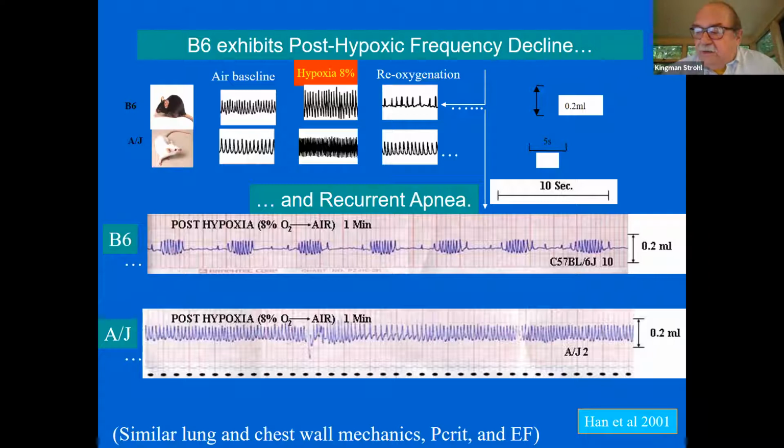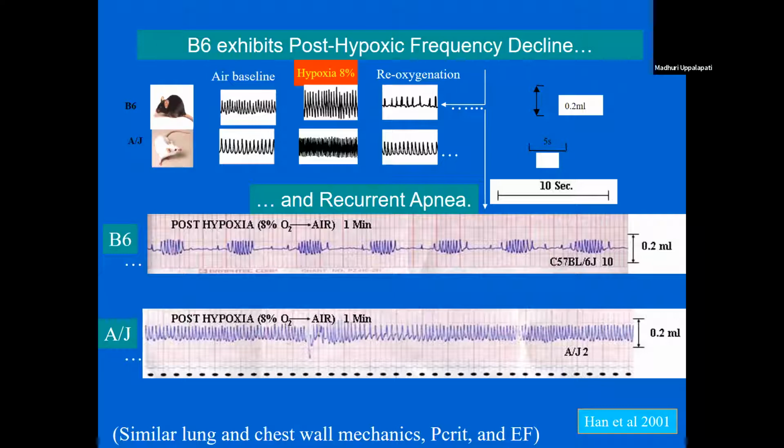So Maduri, what's the trait in the B6? Sort of looks like Cheyne-Stokes, doesn't it? So anybody have an idea about this thing? Yeah, it looks like Cheyne-Stokes. Right? And so what would be the mechanism of Cheyne-Stokes? It's loop gain. So we got a loop gain mouse. Yeah. How about that?